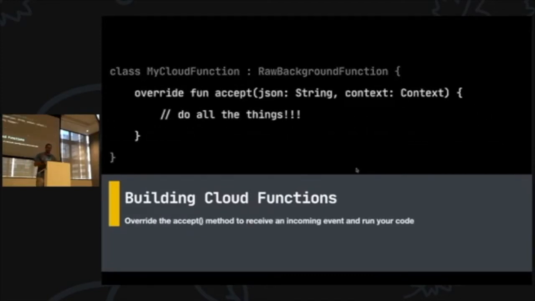And then once we have that, we need to just override this accept method. So in this case, we're overriding RawBackgroundFunction, which gives us the JSON, and then we could parse that into whatever we want and pull out the data.